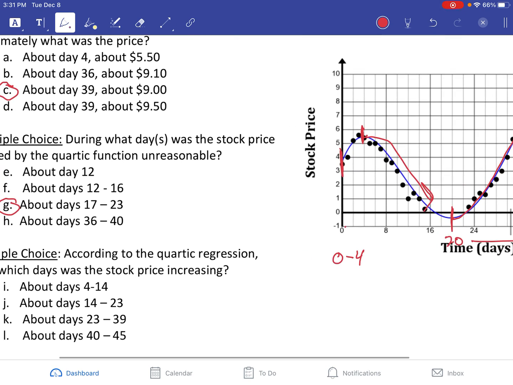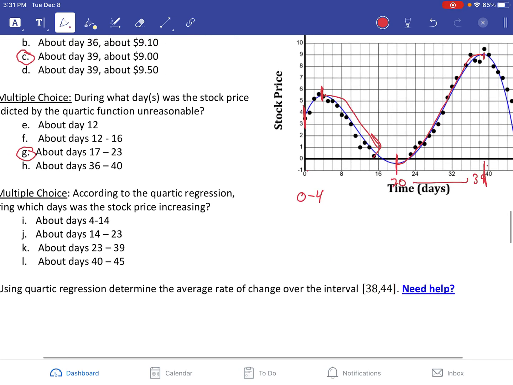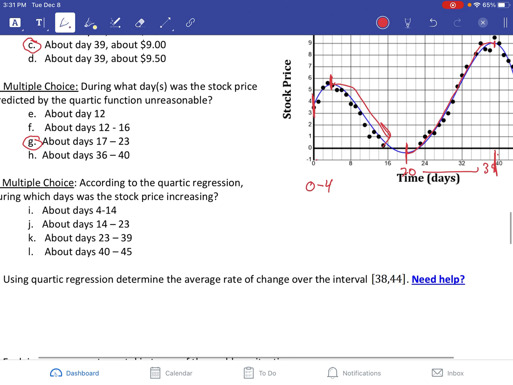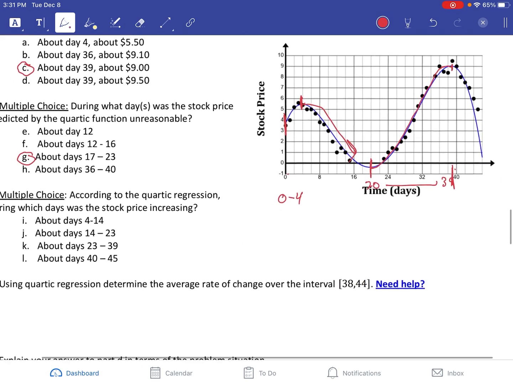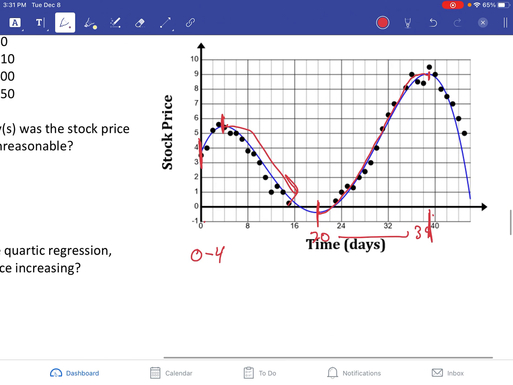Those are the two spans. Let's see which one works the best out of the choices that we have. The best one we can see says day 23. I can see where they're saying that. Day 23 is here where the stock price is at 0 and going up. So although I said day 20, day 23 makes a lot of sense because day 20 is where it's negative.